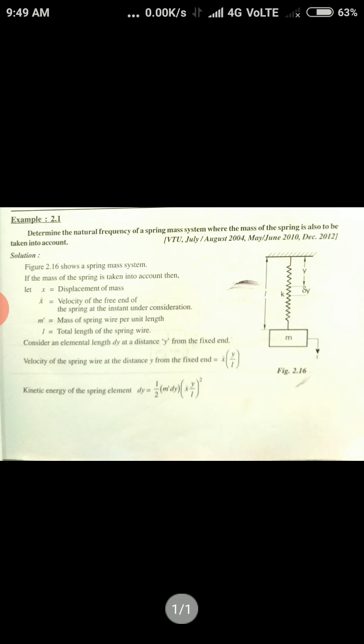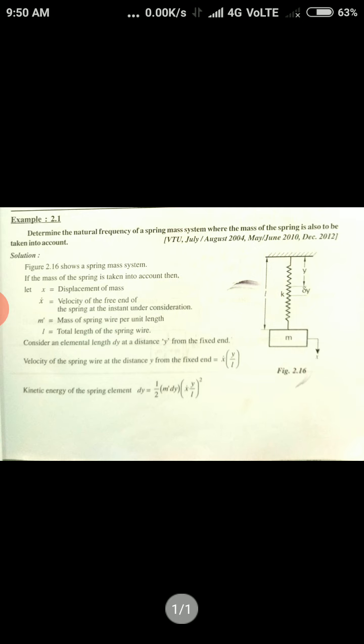Let x be the displacement of the mass, x dot be the velocity of the free end of the spring or velocity of the mass, m dash equals the mass of the spring per unit length. M dash equal to mass of the spring per unit length means for 1 mm or 1 centimeter or 1 meter, what is the mass? So it is per unit length. L equals the total length of the spring wire.